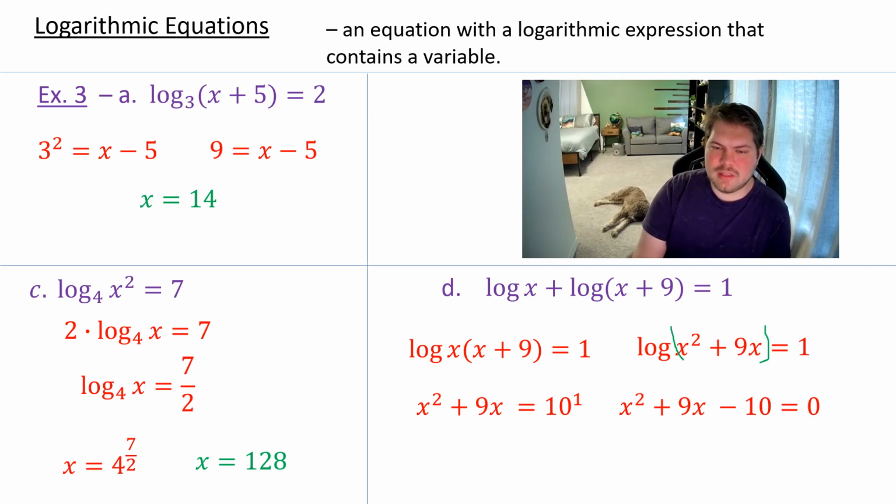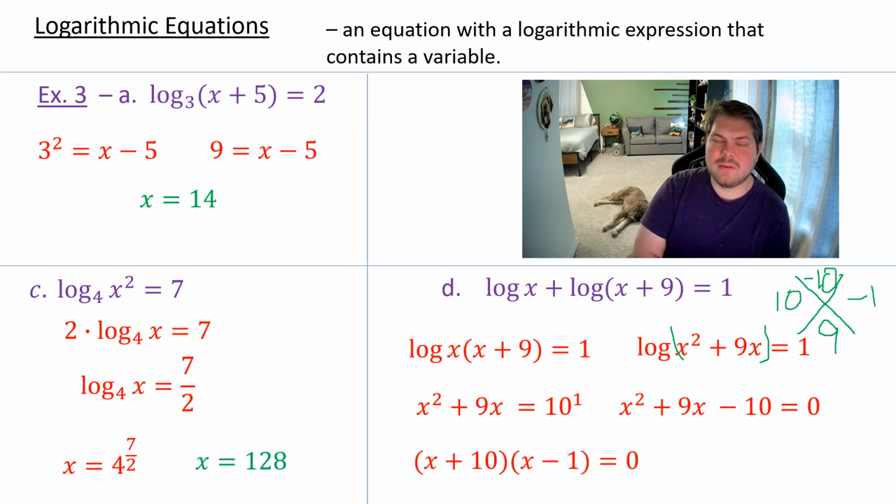If you want to do the x method, think about it as what would multiply to be negative 10 and add to be 9. And it would be 10 and negative 1. So we get that it's x plus 10 and x minus 1. So to make these equal to 0, it would be negative 10 and positive 1.